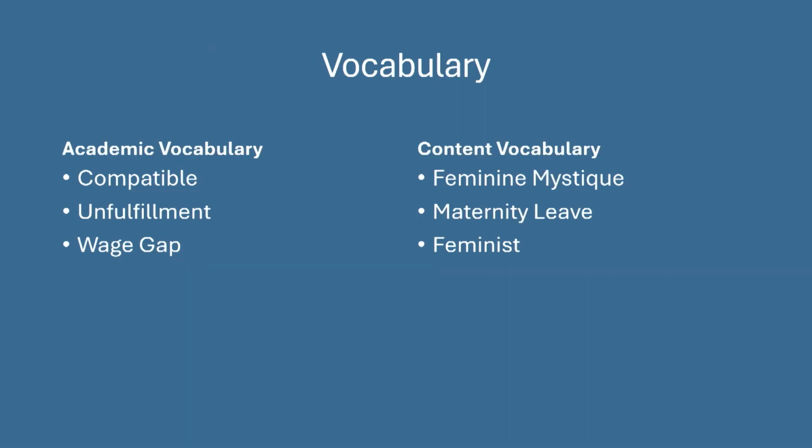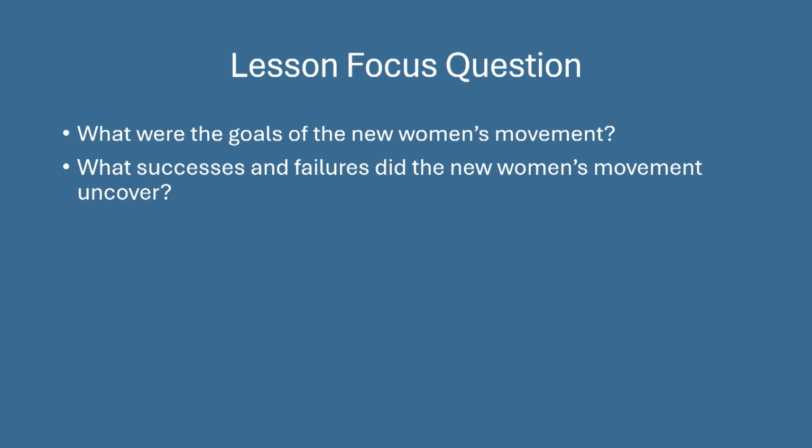Vocabulary, just as we always tell you, go ahead and take out your journals, and in your journals write down these terms and define them as we go. And as we reach them and see them in the lesson, we'll try to address as many of them as we can. The lesson focus questions, unlike unit focus questions, we have 2 today, and we'll address each one at the end of the lesson. First one, what were the goals of the new women's movement? And 2, what successes and failures did the new women's movement uncover?